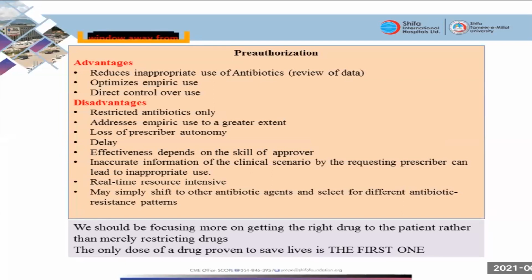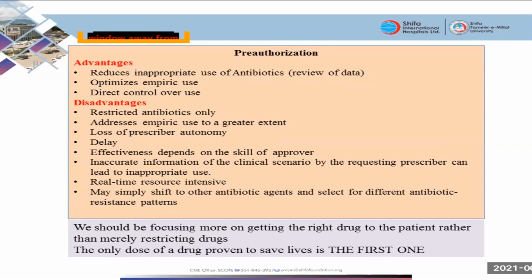So it can result in inappropriate antibiotic dispensing. Also, clinicians can go and pick alternate treatments when you restrict a certain antibiotic. So you need to check the changes in the usage pattern of other antibiotics, because while you're restricting one antibiotic, the use of another antibiotic can increase. So we should be focusing more on getting the right drug to the patient rather than merely restricting the drugs.